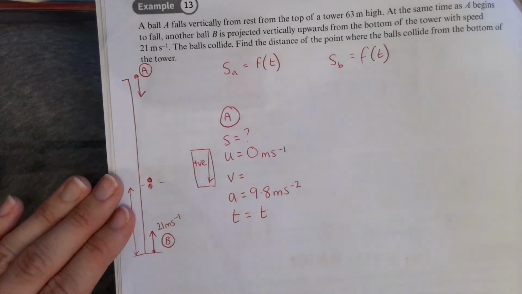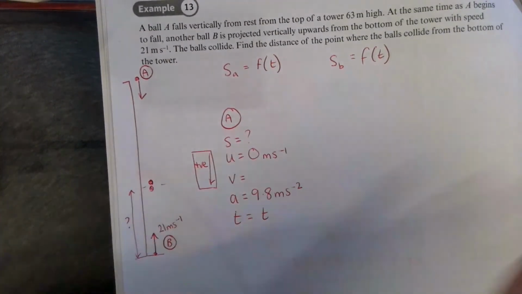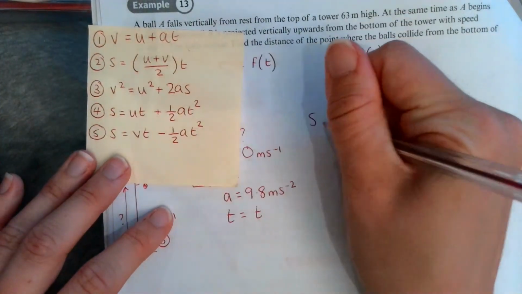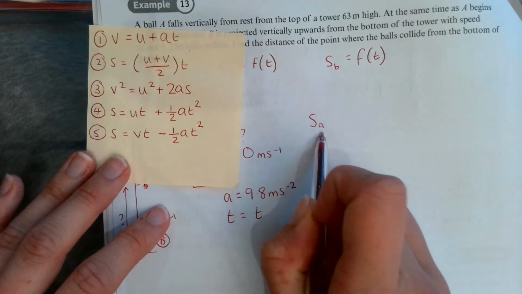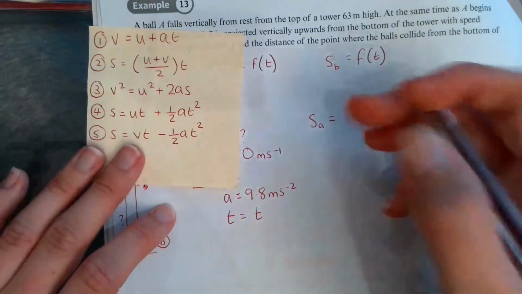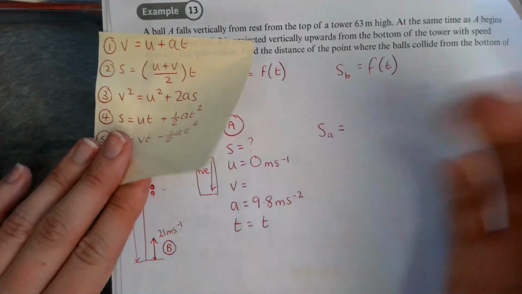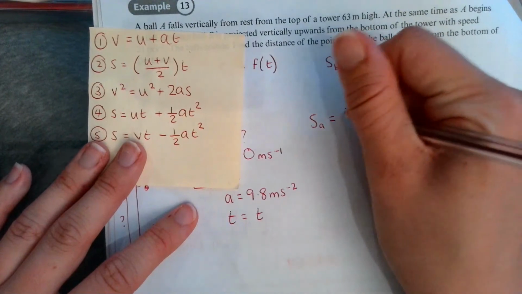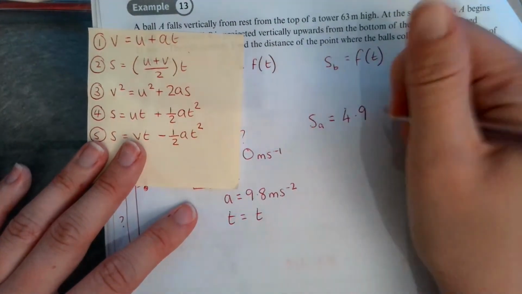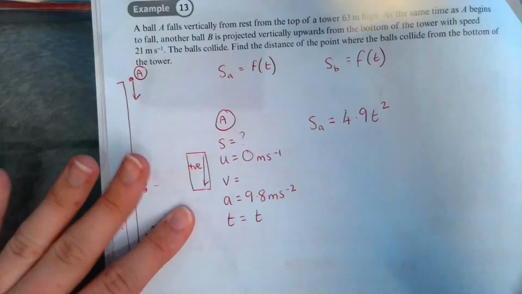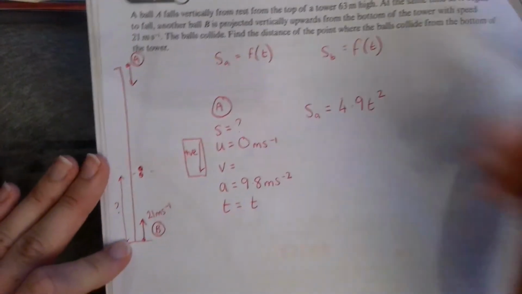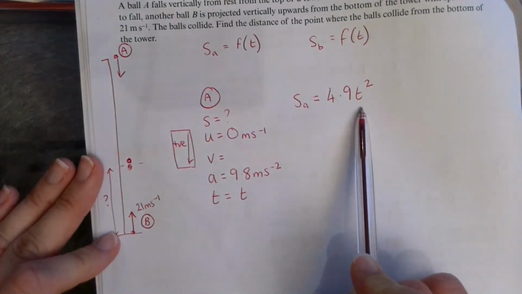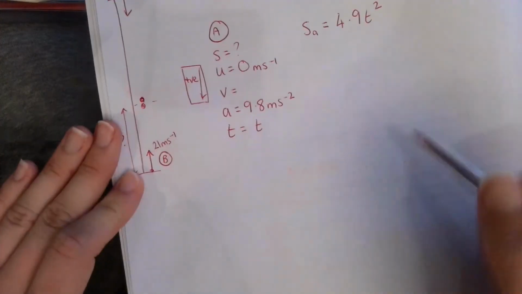And I want to know what S is. So if we looked again at these, I would say that S, and I'm going to put a little a there just to remind me this is the displacement of A, is equal to ut, so 0t, well I don't need to write that out, plus a half at squared. So plus a half of 9.8, and I'm going to write actually as 4.9, which we know is a half of 9.8, t squared. So at any value of t, the distance, the displacement that A has travelled downwards is 4.9 t squared.